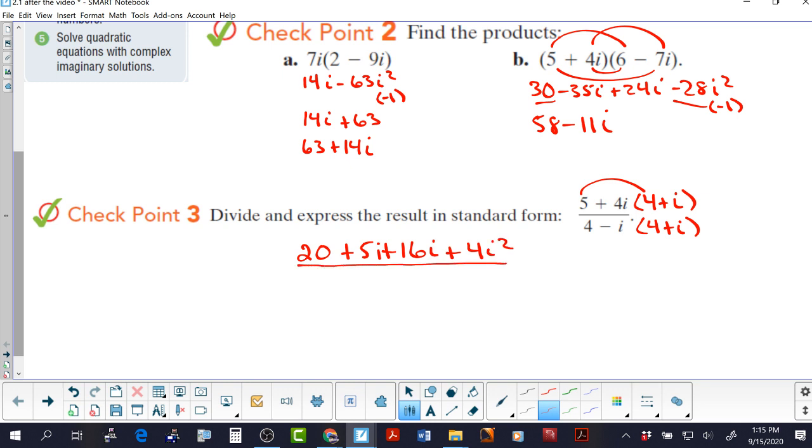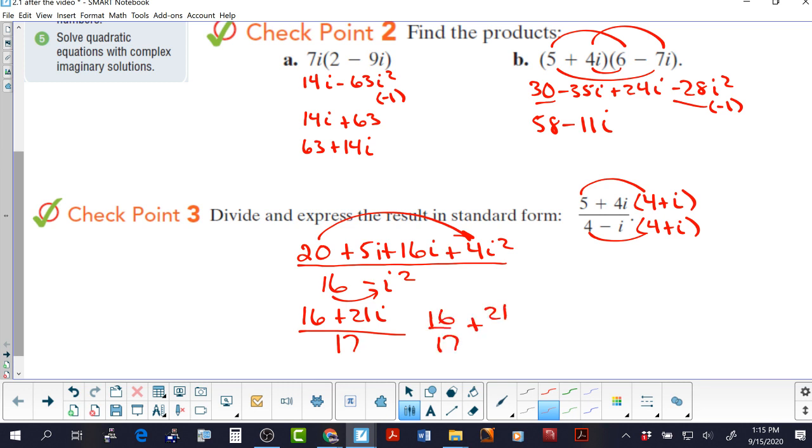And that's all over. When we FOIL the bottom, that's 16. And then you get plus 4i, then minus 4i, then minus i squared. So 20 minus 4, because remember i squared is -1, is 16. And then 5 plus 16 is 21i. And that's all over 16 plus 1, which is 17. So 16 17ths plus 21 17ths i.